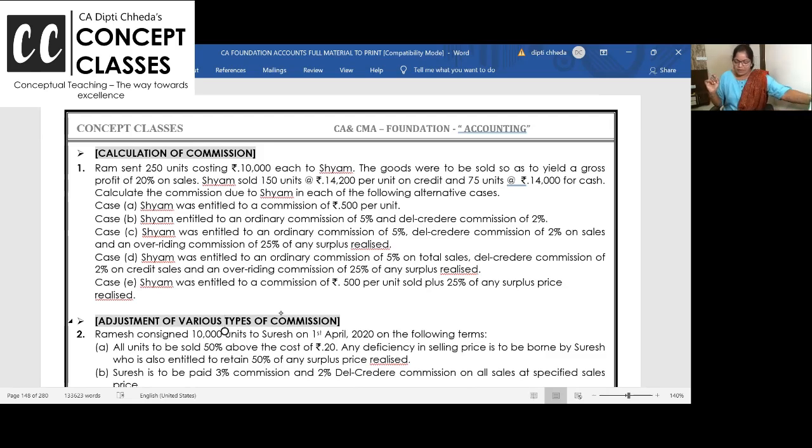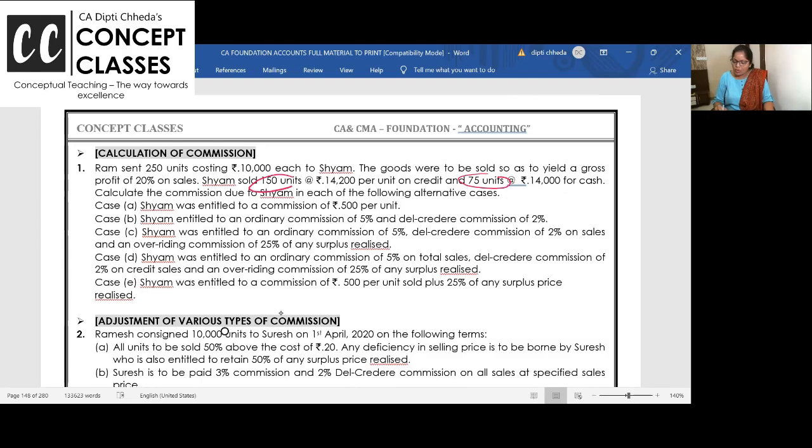Let's begin. Ram sent 250 units to Shyam and goods were sold so as to yield a gross profit of 20% on sales. Shyam has sold 150 units at 14,200 and 75 units at 14,000. Cash or credit sales, they are all sales. Calculate the commission in all these alternatives. First one, Shyam was entitled to a commission of 500 per unit. So 150 units and 75 units I have sold at this rate; according to the number of units, commission will come.